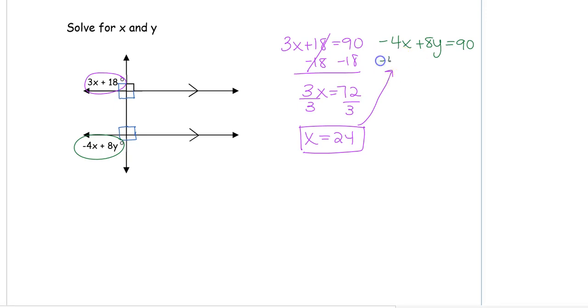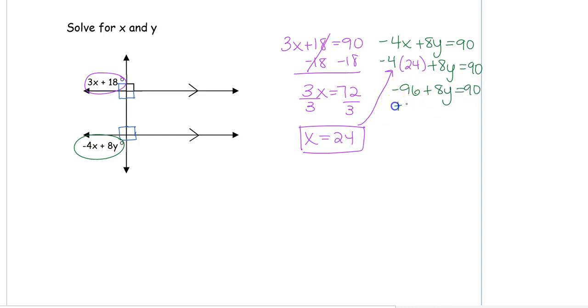So we have negative 4 times x, which we found was 24, plus 8 times y equals 90. When I substitute in that value of x that I've already solved for, now I have a lot less work to do. I have one variable, makes it a lot easier. So negative 4 times a positive 24 gives us negative 96 plus 8y equals 90.